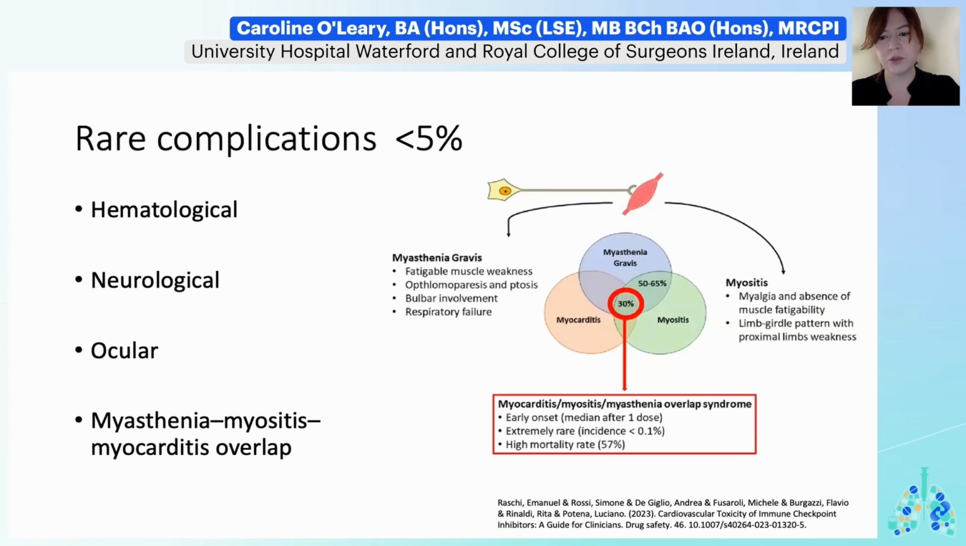Rare complications, unfortunately, tend to be the most devastating. They have the most significant adverse effect on patients. They can lose their vision, they can lose movement, they can become profoundly confused or cognitively disabled, and myasthenia, myocarditis, myositis overlap will require ICU admission, and unfortunately has a high level of mortality at nearly 60%.